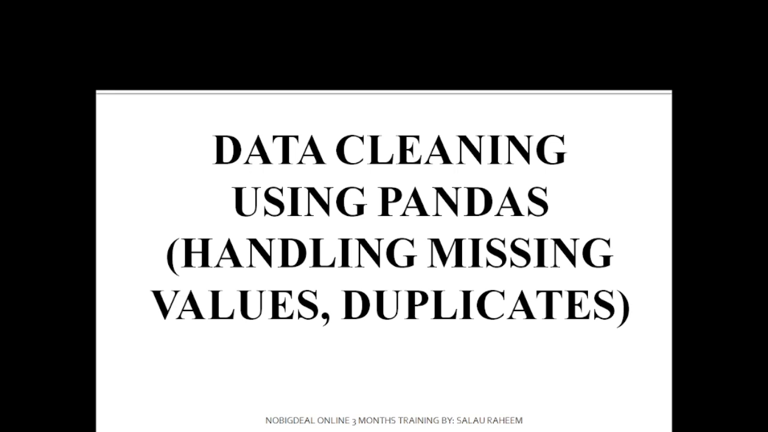So the next thing in our list is data cleaning using Pandas. Then we'll be handling missing values and duplicates. Raw data often contains errors, missing values or duplicates. So when we talk about data cleaning, it's very crucial. And we have some crucial steps we need to take when handling missing values.